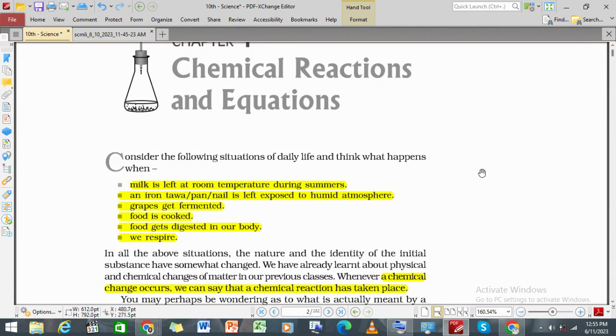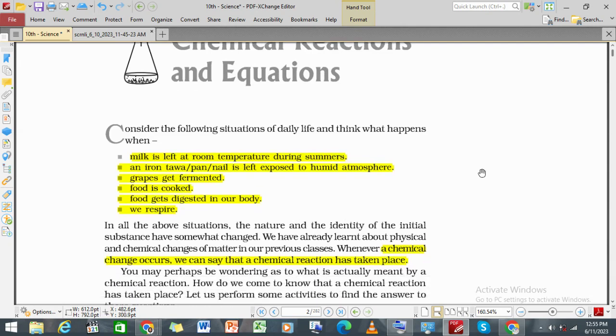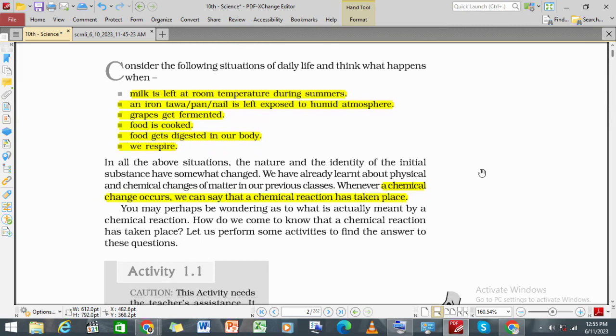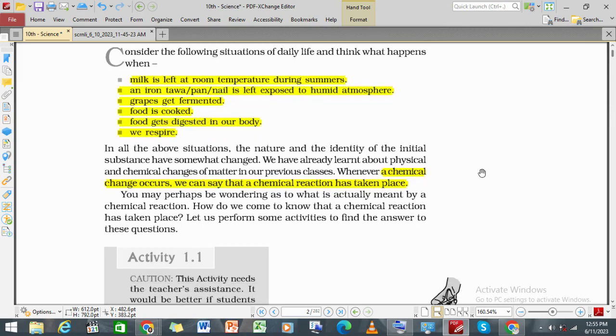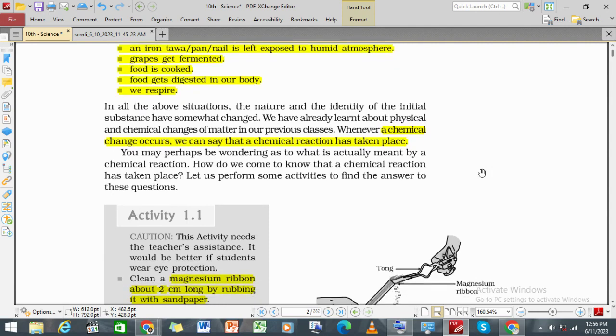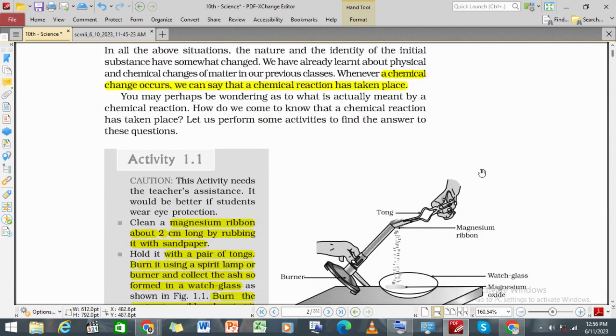Now, if milk is left at room temperature during summers, what will happen? If an iron nail or tawa is left exposed to a humid atmosphere, what will happen? Grapes get fermented, food is cooked, food gets digested in our body, we respire, and chemical changes occur. And we can say that a chemical reaction has taken place.